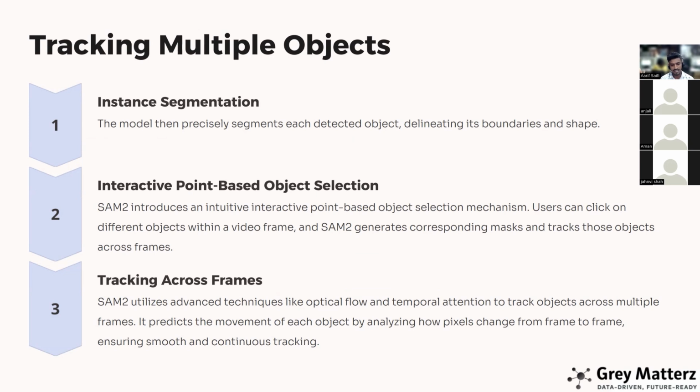SAM2 uses a point-based object selection mechanism. You simply click on an object and SAM2 generates a mask for that object and tracks it across frames. It also leverages optical flow and temporal attention to predict the movement of objects across frames.